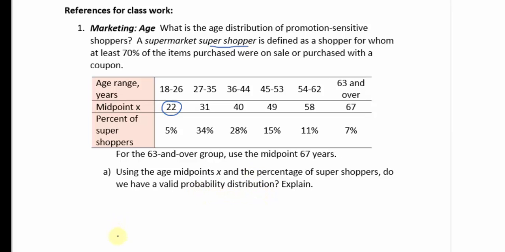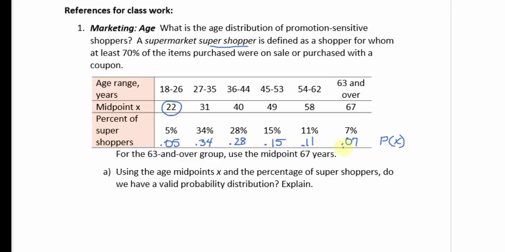In order to be a valid probability distribution, we'll need to make sure that each probability is greater than or equal to 0, and the sum of the probabilities needs to add to 1. So in the table I'm going to convert each of these percentages into probability. So 5% would be 0.05, 34%, 0.34, 28%, 0.28, 15% is 0.15, 11% is 0.11, and 7% is 0.07. And this is the probability of x.